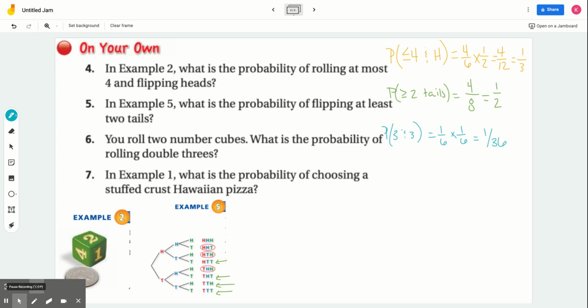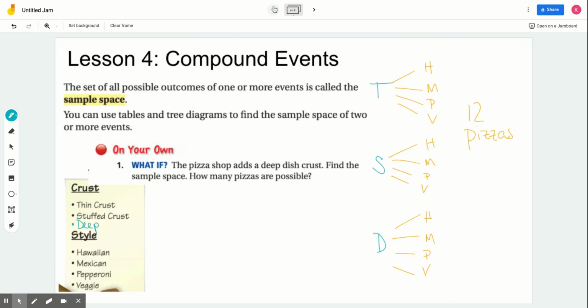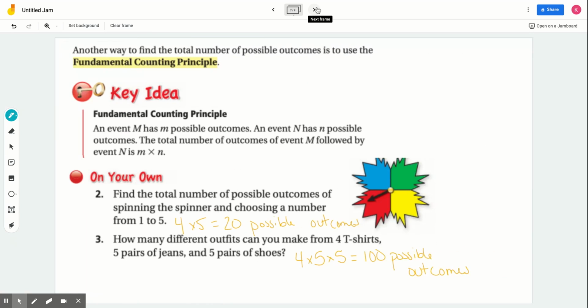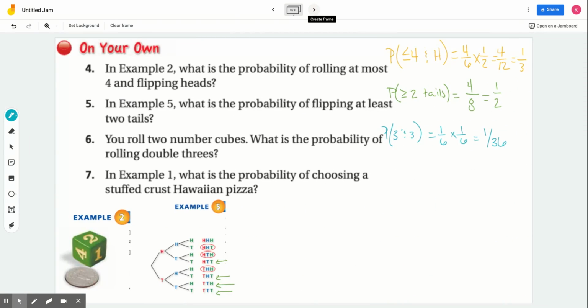Now, for number 7, in example 1, what is the probability of choosing a stuffed crust Hawaiian pizza? So going all the way back to example 1, we had 2 crust options and 4 style options. So we had a 1 out of 2 chance of picking stuffed crust and a 1 in 4 chance of picking Hawaiian. So my probability here would be 1/8.